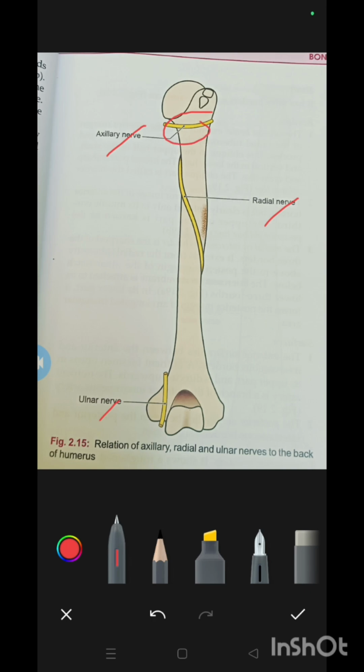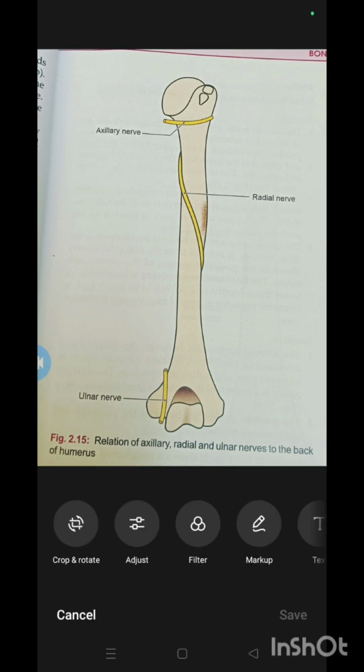the radial groove, and the ulnar nerve behind the medial epicondyle, which is prominent. These are the three nerves which are more prone to injury on the humerus.